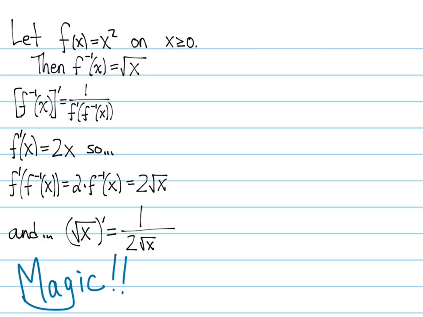And we knew that already, right? The derivative of the square root of x is 1 over 2 radical x. And so the implicit way of taking the inverse derivative works out to be exactly what we expected for this one function.